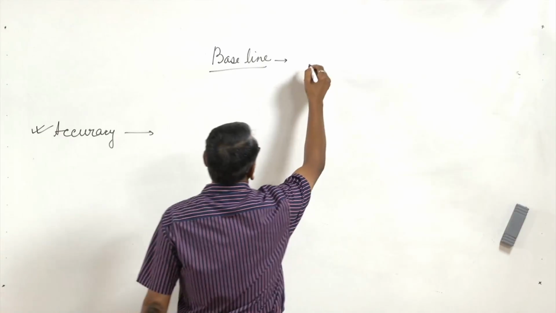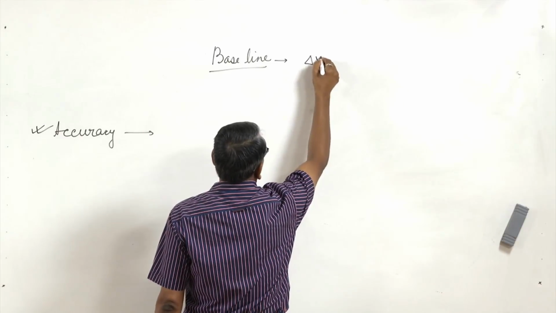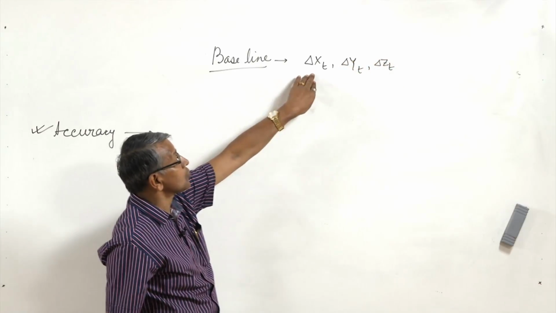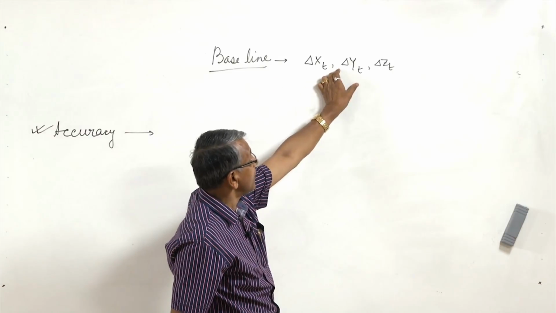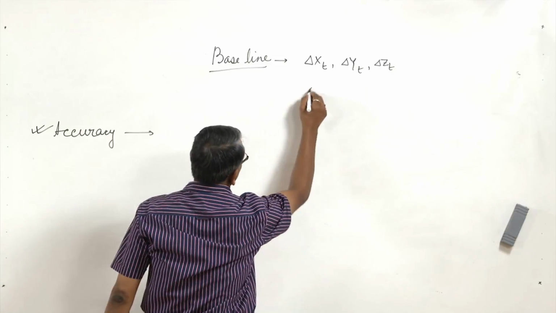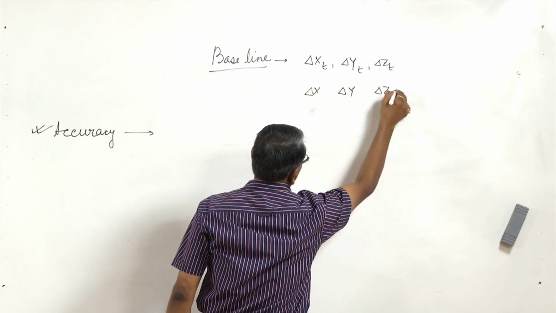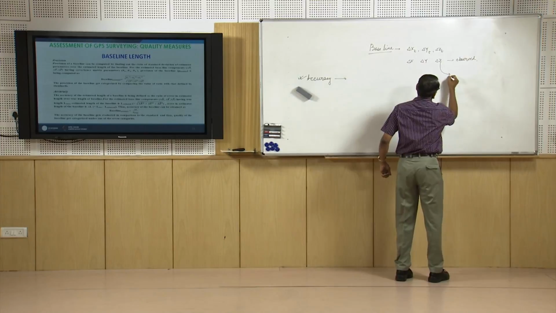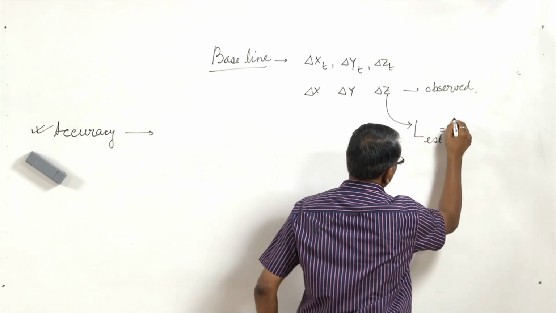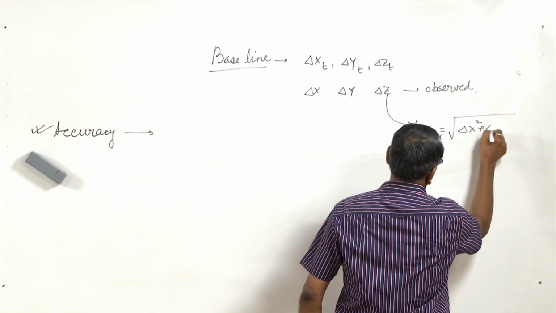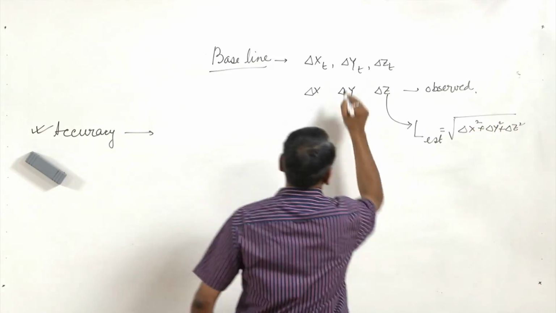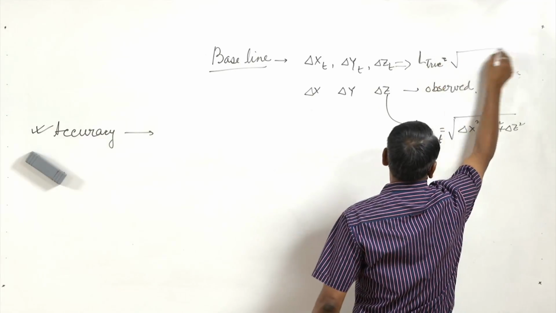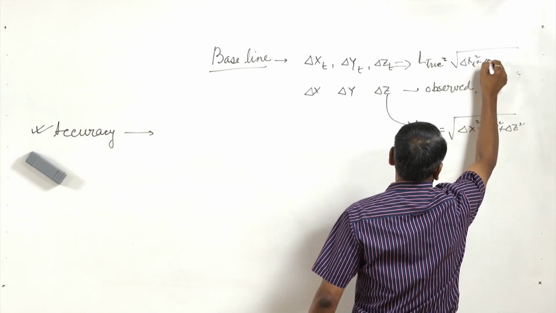For the baseline, suppose we know the true components of the baseline along the x direction, the y direction, and the z direction, and suppose del x, del y, del z are the observed components. Now from this we will get L estimated, which will be equal to the square root of del x square plus del y square plus del z square, and this is the true length, L true, computed from the true del x, del y, del z.